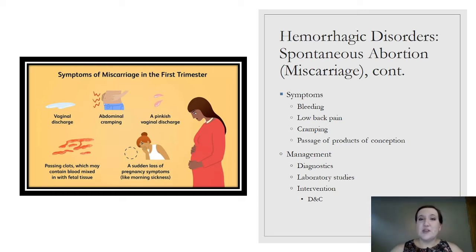The products are generally passed without intervention. So many times these women are able to miscarry at home, perhaps in the hospital if they're farther along with that gestation. But usually we don't have to go in and manually remove those products of conception.